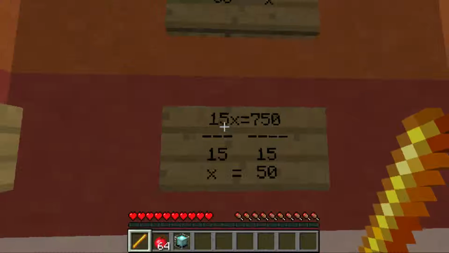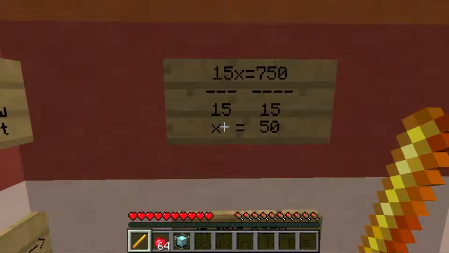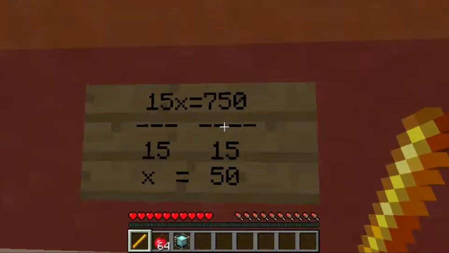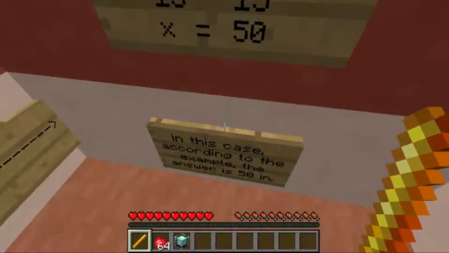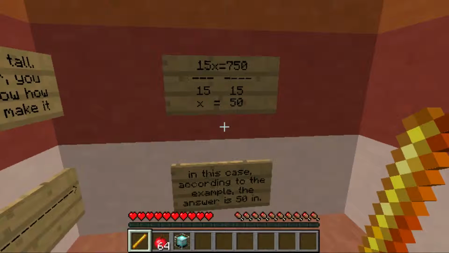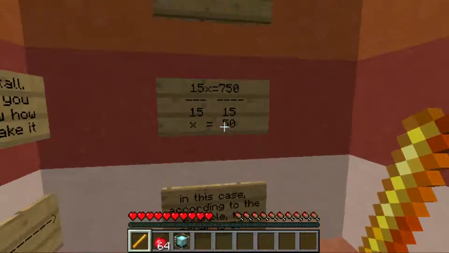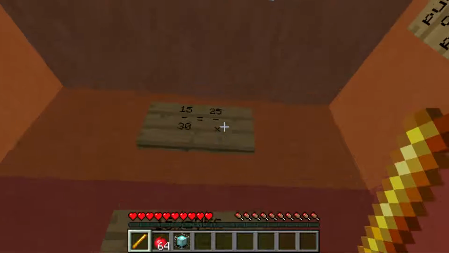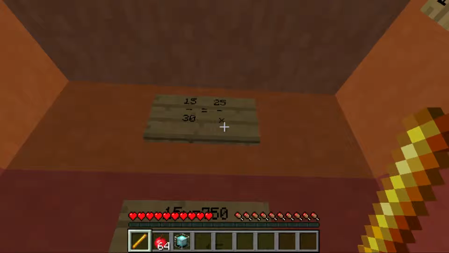And so 15x divided by 15 will give you x. And 750 divided by 15 will give you 50. In this case, according to the example, the answer is 50 inches wide. And so the new painting should be 25 by 50.